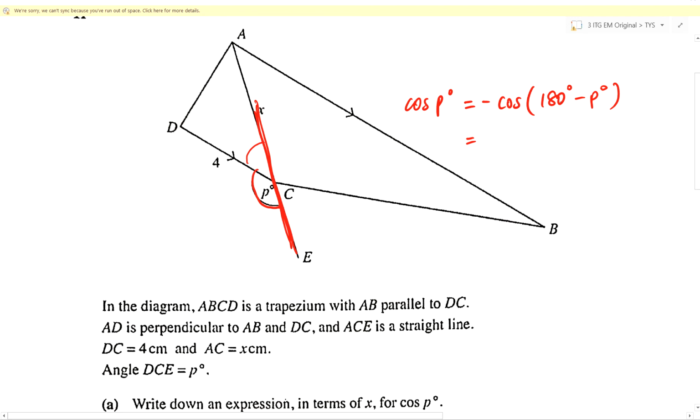Inside this 180 minus p, our result will be an acute angle. This over here, 180 degrees minus p. Cosine of this angle, turns out that this is a right angle. So cosine of this particular angle is adjacent over hypotenuse. So negative, copy the sign down, 4 over x. Done.